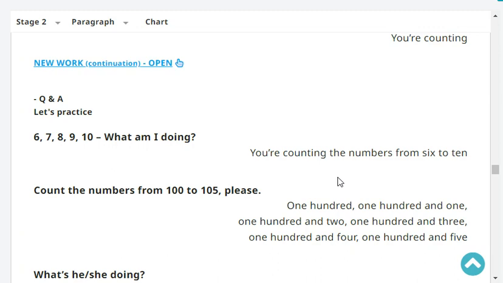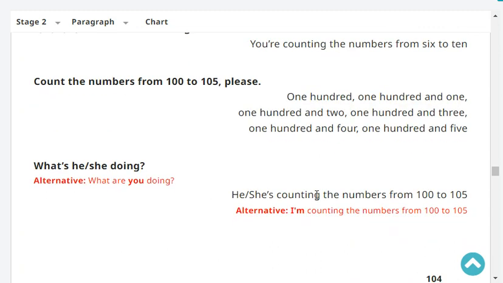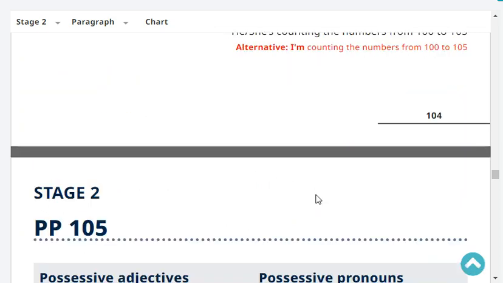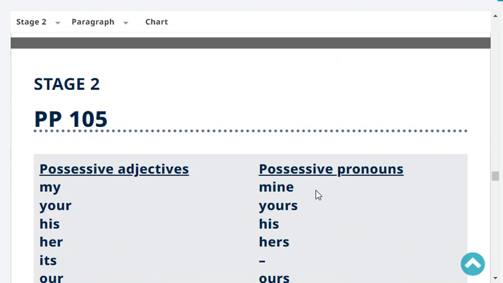Count the numbers from 100 to 105, please. 100, 101, 102, 103, 104, 105. Very good. What are you doing? I'm counting the numbers from 100 to 105. Very good. Okay.